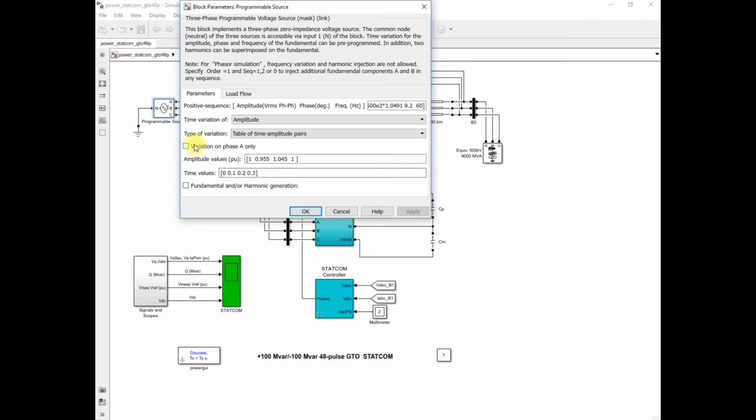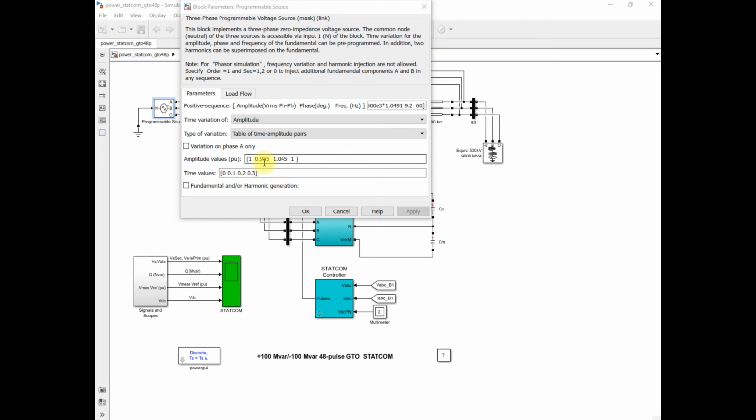So you can see that in the programmable voltage source, the amplitude value at 0 second is set to 1 per unit, and at 0.1 second, it is set to 0.955 per unit. It means the voltage is reduced. So at that time, what will happen? The STATCOM injects the reactive power to maintain the voltage near to 1 per unit. Here in this detailed model, our reference voltage is fixed, that is 1 per unit.